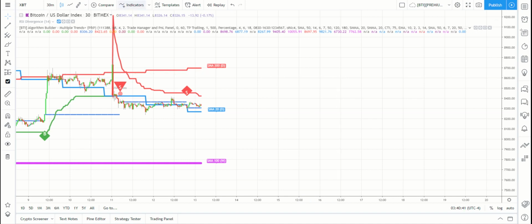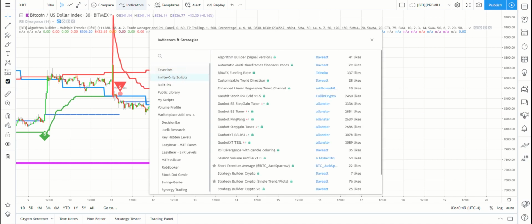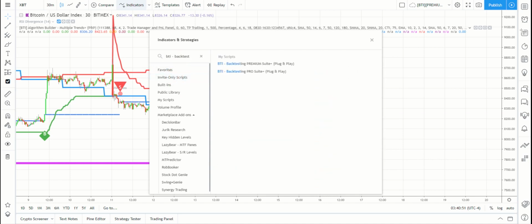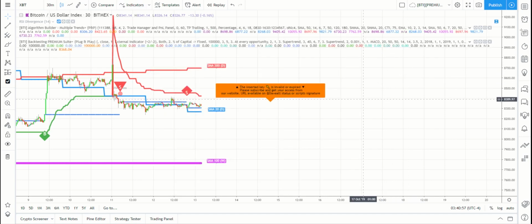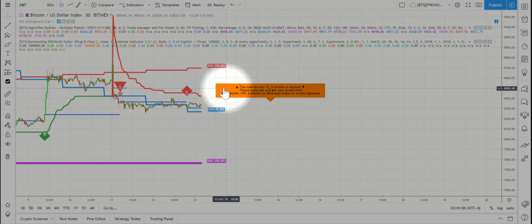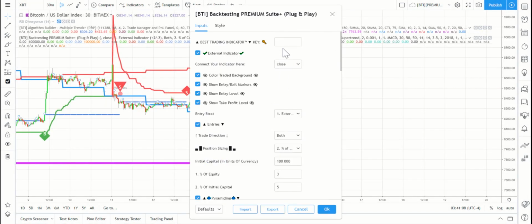To add the indicator on your chart, please click on the indicator's icon, located at the very top of your TradingView. Go to Invite Only Scripts, and then type BTI, Backtesting Premium Suite. When added for the first time, it may need a few more seconds to load than usual. You will see this orange label, inviting you to insert your key. Double-click on it, and insert it in the first input field.